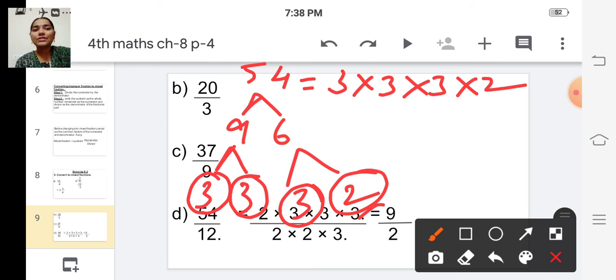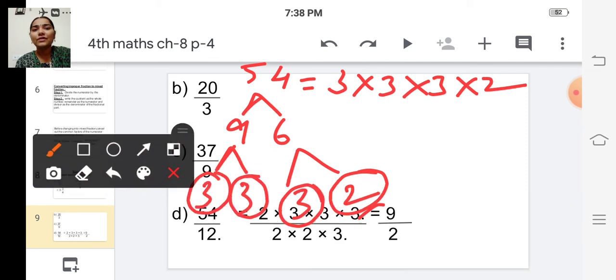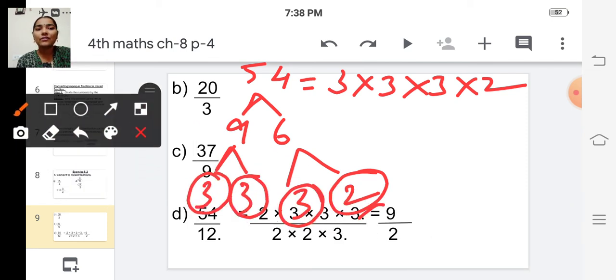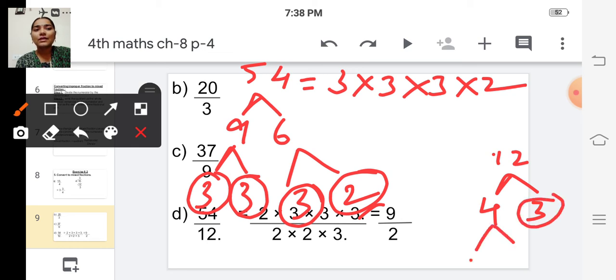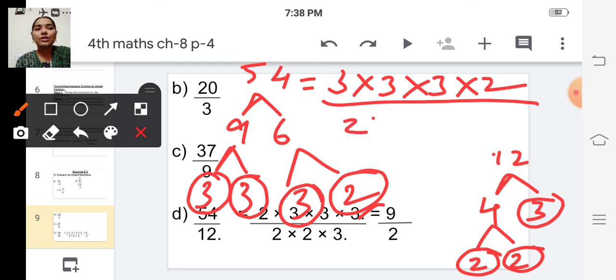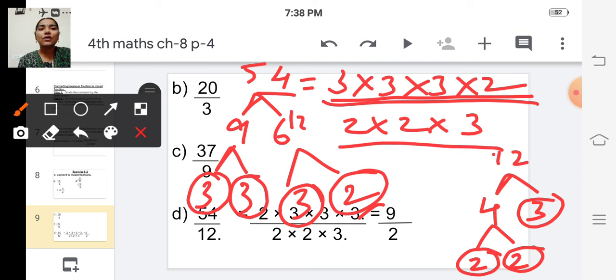Now we shall find out the factors of 12. 12 can be written as 4 3s are 12. So 3 is the prime factor. 4 can be written as 2 2s are 4, so 2 is a prime factor. So 12 can be written as 2 into 2 into 3. So 54 divided by 12 is equal to factors of 54 over factors of 12.